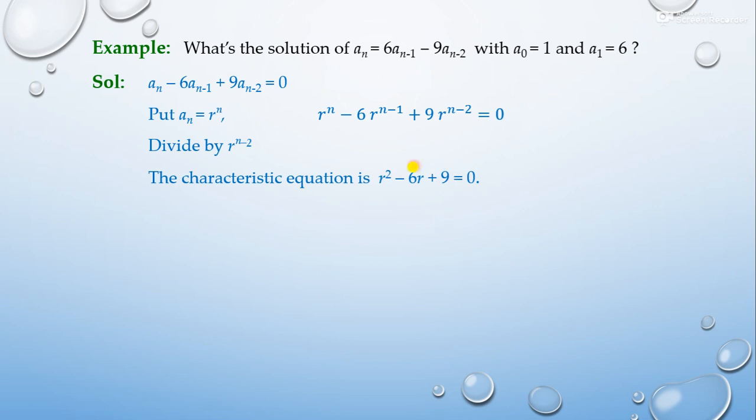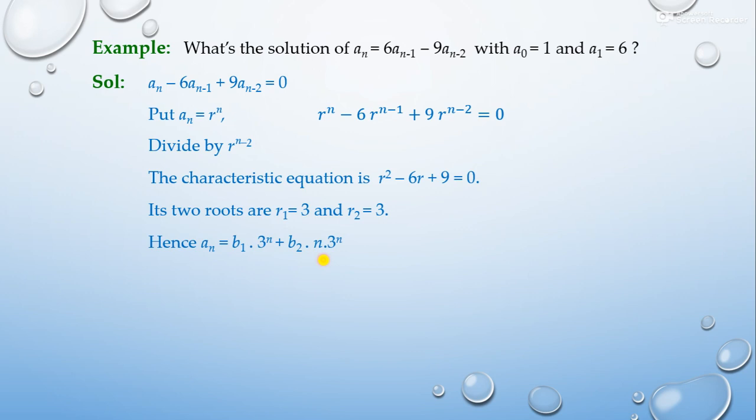Again we get a quadratic equation. How many roots do we have? Two roots are there. When you solve this quadratic equation, you find that your roots are 3, 3, so both are equal. So how do you find the solution here? You can write the solution a_n is equal to b1 plus b2 n, right?